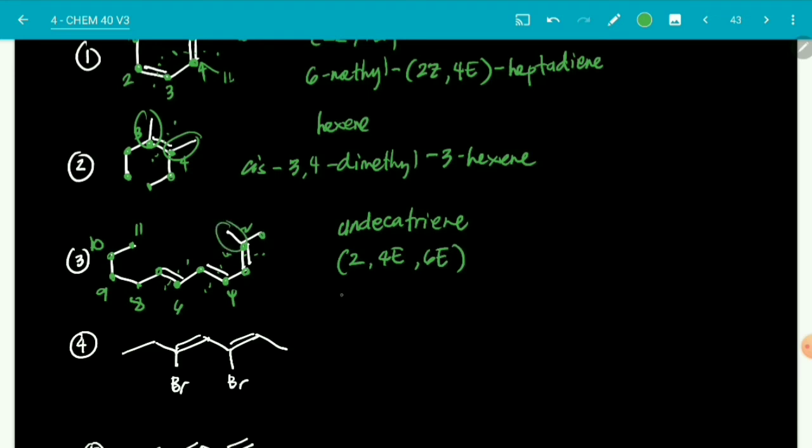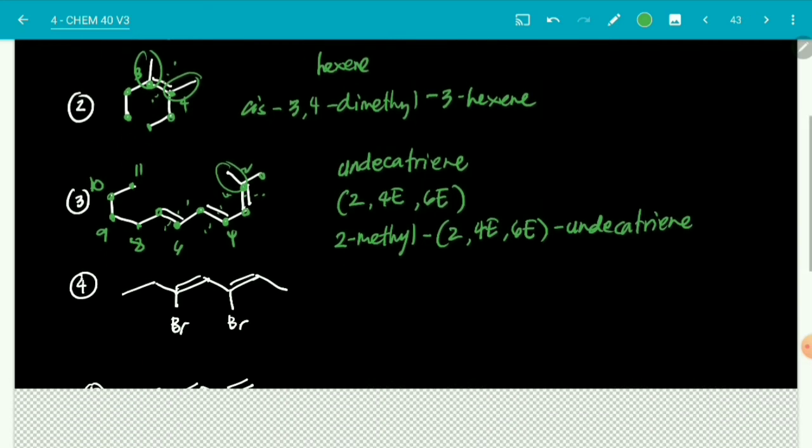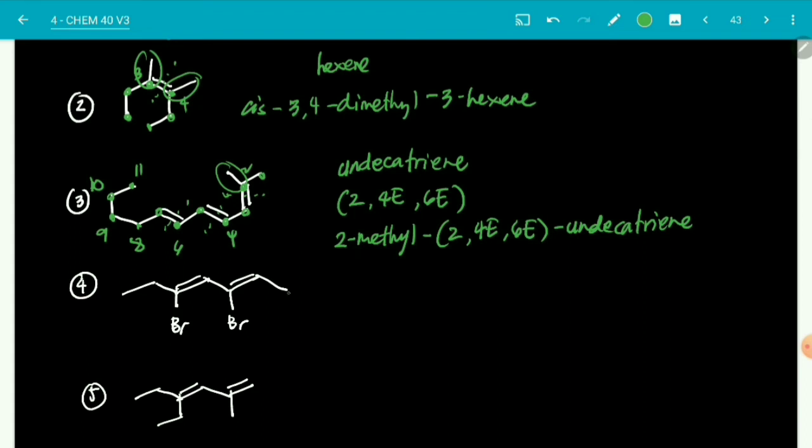Sa number 2. Okay? So, that's 2-methyl. Okay? 2, 4E, 6E. Okay? Undecatriene. Okay? So, that's for number 3. Sa number 4 naman, bilangin natin yung parent chain. 1, 2, 3, 4, 5, 6, 7. So, that's heptadiene.